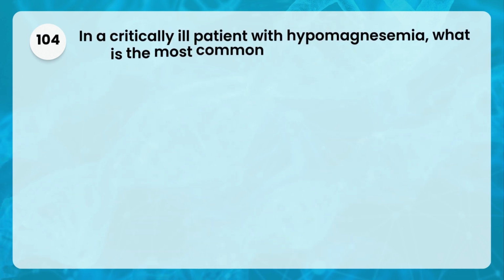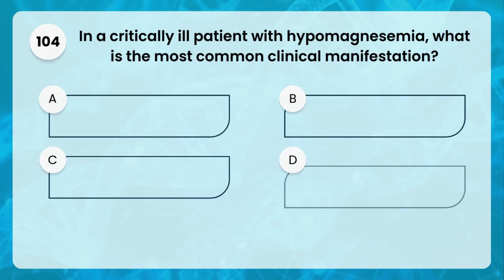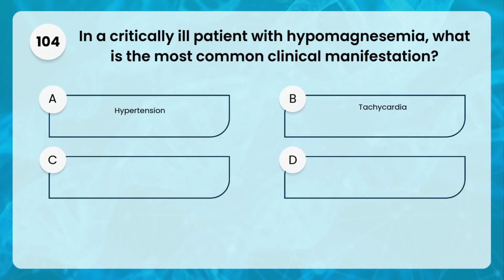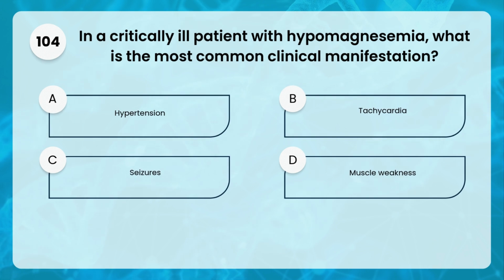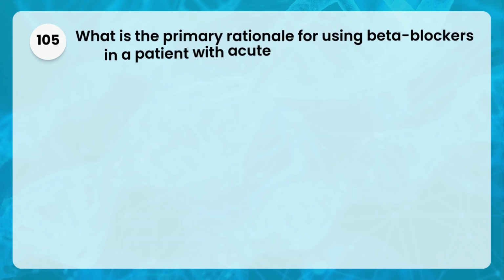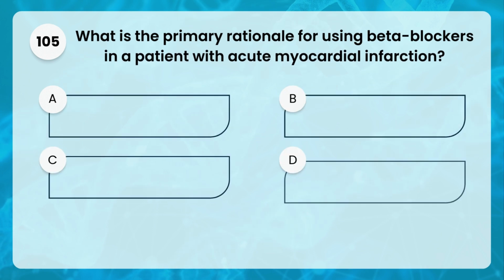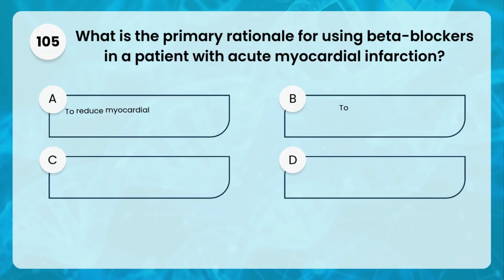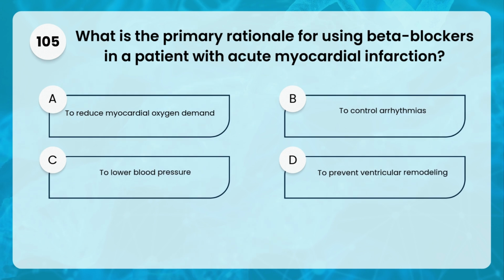104. In a critically ill patient with hypomagnesemia, what is the most common clinical manifestation? A. Hypertension. B. Tachycardia. C. Seizures. D. Muscle weakness. The answer is C. Seizures.